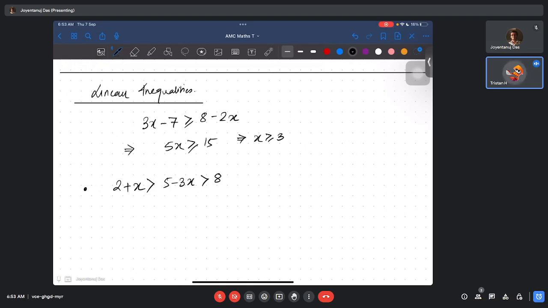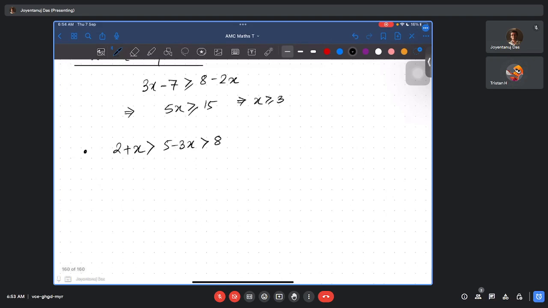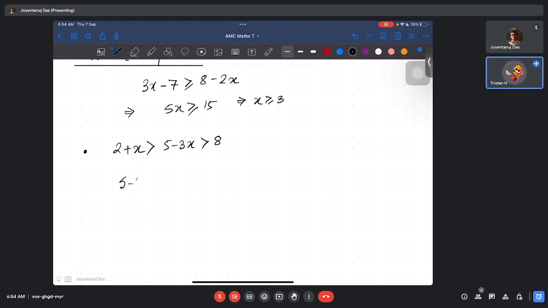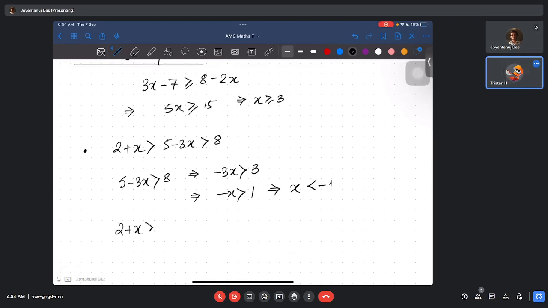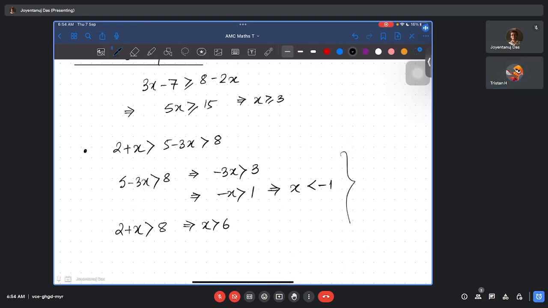I found no solutions. Looking at 5 minus 3x being larger than 8, negative 3x would be larger than 3, meaning that x would have to be less than negative 1. But then if you look at 2 plus x larger than 8, x has to be larger than 6. So it contradicts and both conditions cannot be met. Yes, so this is a contradiction.